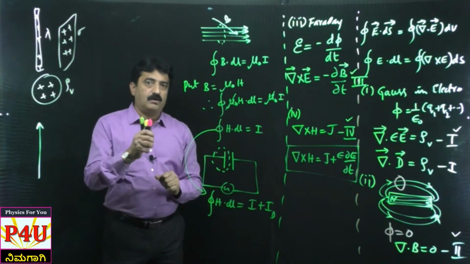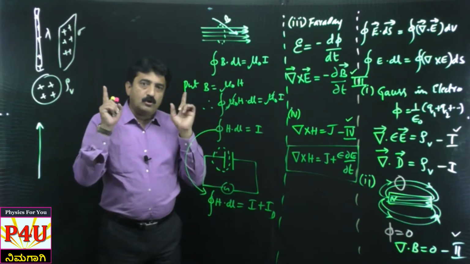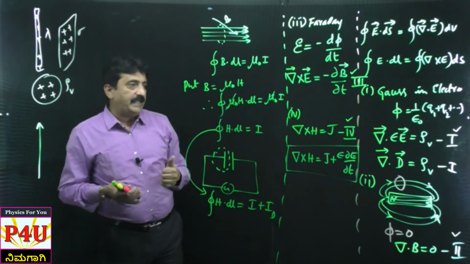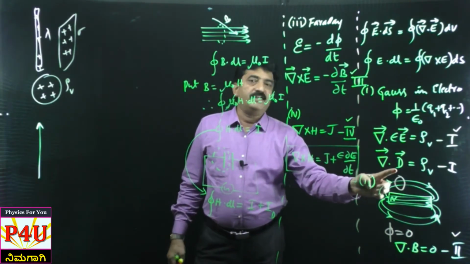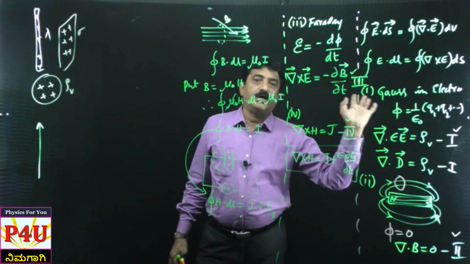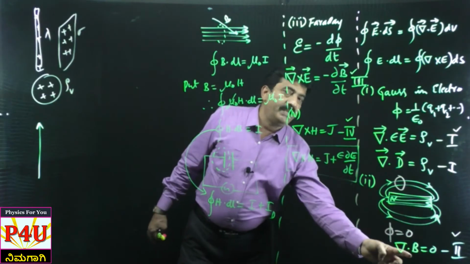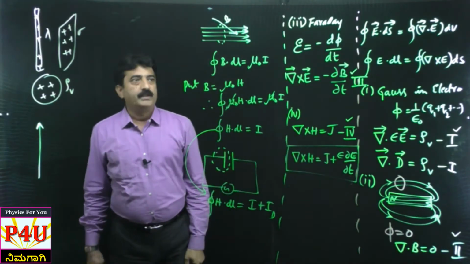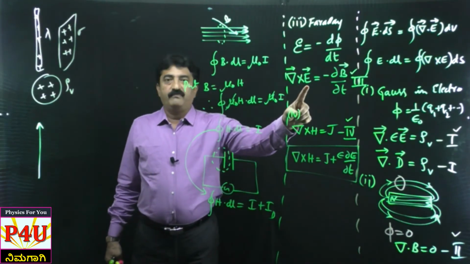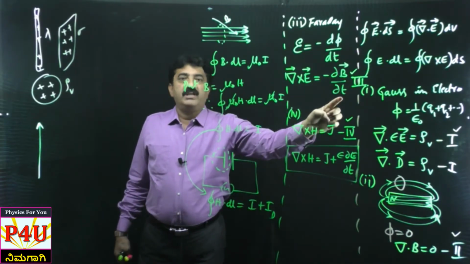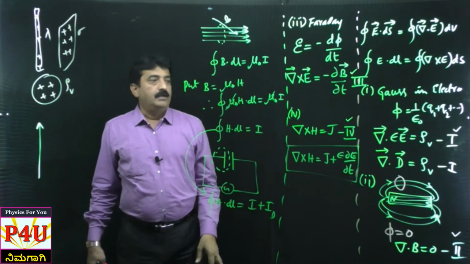Now, suppose if you want to put them in words, you can put it like this. Divergence of a displacement vector is equal to charge density, volume charge density. Divergence of magnetic field is equal to 0. Curl of an electric field is equal to negative rate of change of magnetic field.